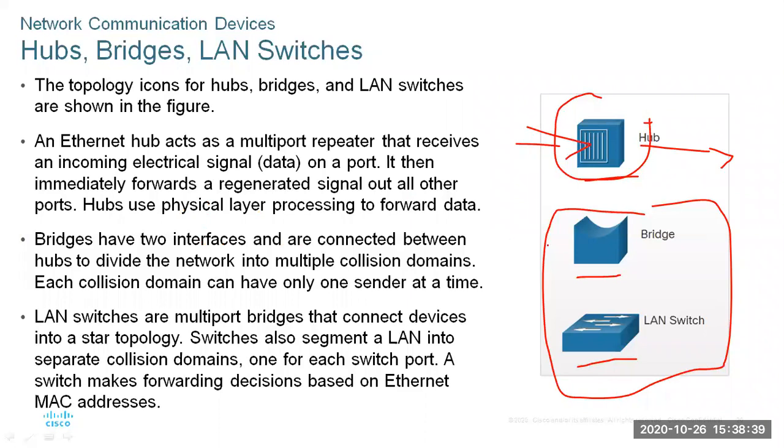Bridges have two interfaces and are connected between hubs to divide the network into multiple collision domains. In a hub, irrespective of the number of ports, it is a single collision domain. But in a bridge, each port is a collision domain. It's the same thing with a switch. So the bridge has two interfaces and is connected between hubs to divide the network into multiple collision domains. Each collision domain can have only one sender at a time. Okay.